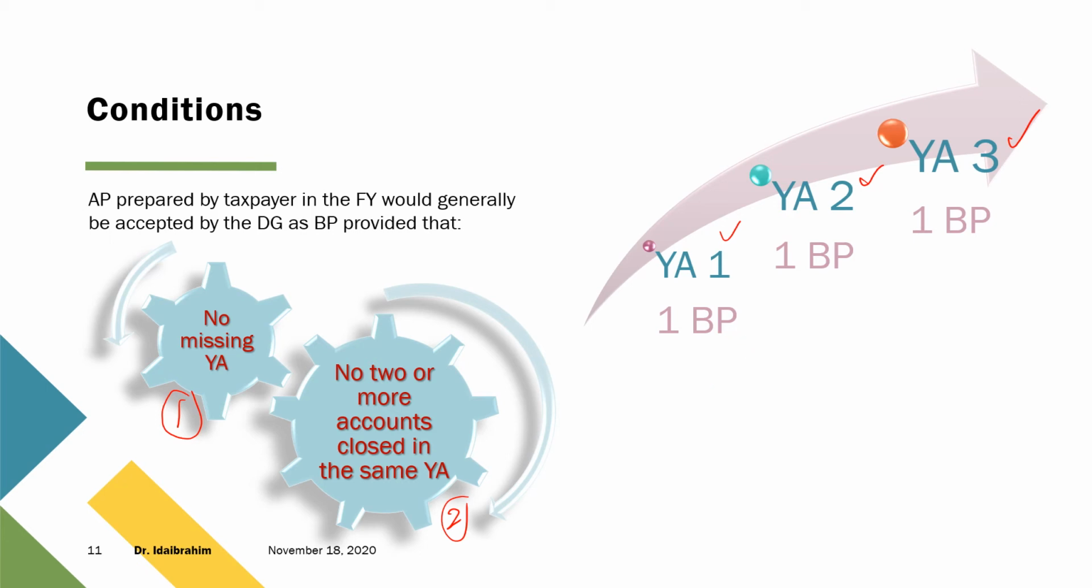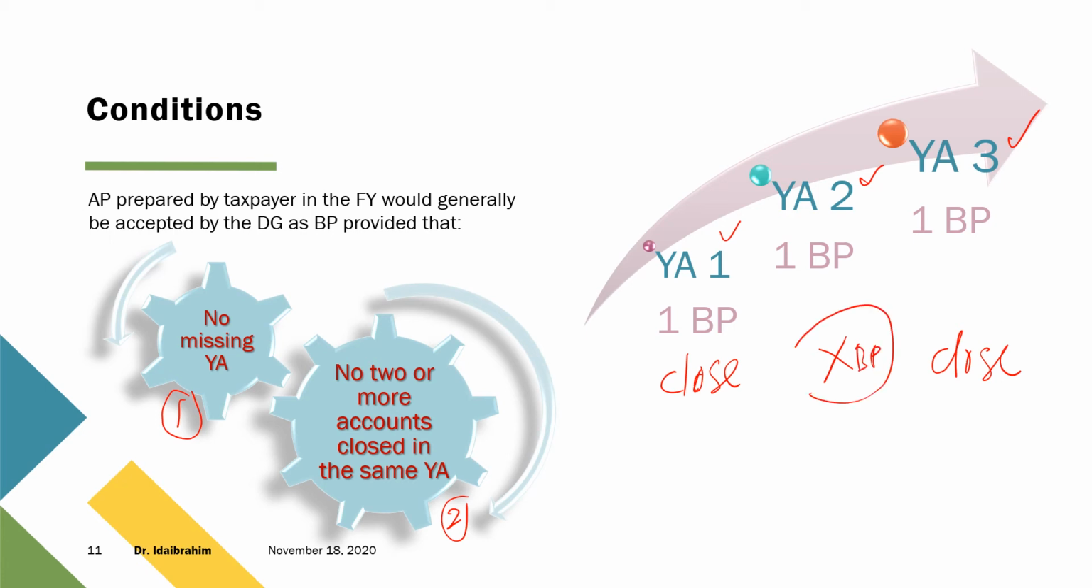So please remember these two. For missing YA, it is like when you close the account in the third year. Okay, you close here. Here not close, here close. So which means that here no BP.